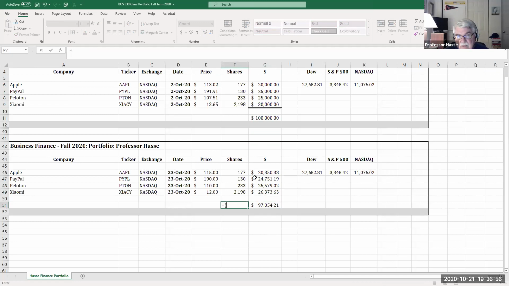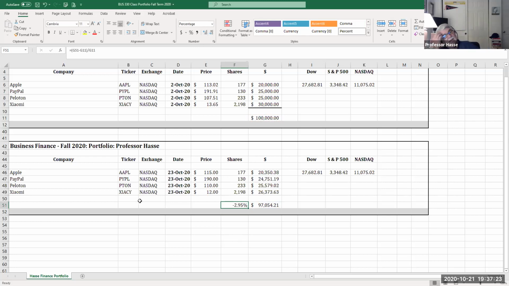I'm going to take this number minus the October 2nd value, which is 100,000, put that in parentheses, and then divide it by the October 2nd price, G11, and hit equal. And I get a decimal, and I go up here and convert that to percentage, go out 2 decimal places. So I lost 2.95% of my portfolio value from October 2nd.